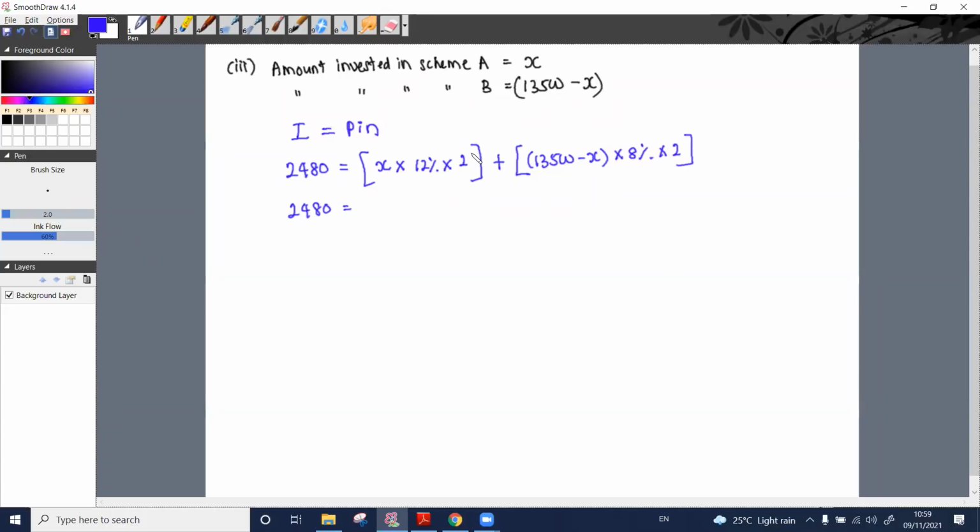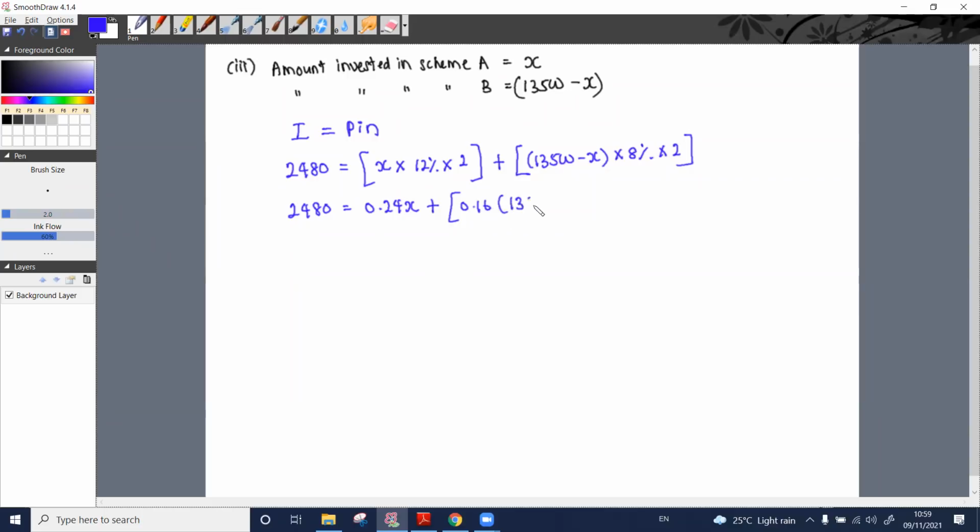2 into 0.12 into X. It means 0.24X. Plus, here what it should be? 2 into 0.08, or else 2 into 8% means 0.16. I will have it like this. 0.16.